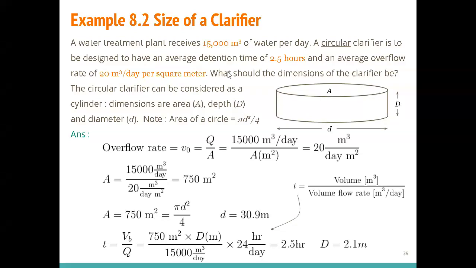We can make use of the detention time from the equation here. V is the volume, and the detention time is given to you, 2.5 hours, and the volume flow rate is given to you. Which means that your detention time and the volume flow rate are constraining the depth of your design, right? Surface area times the depth is the volume, and you know that the depth is 2.1 meter high.